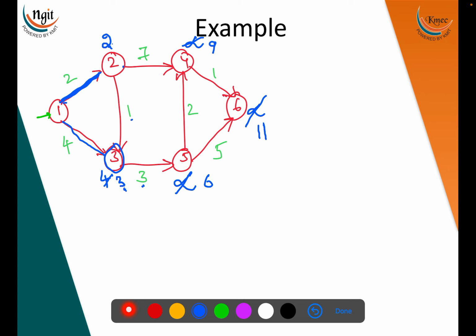Now from 6 you don't have any path, correct? So from 6 there is no outgoing direction, so we will finish till 6. So what is the shortest path from 1 to 6? You can travel from 1 to 3, and from 3 to 5, and from 5 to 6. So this is the shortest path.